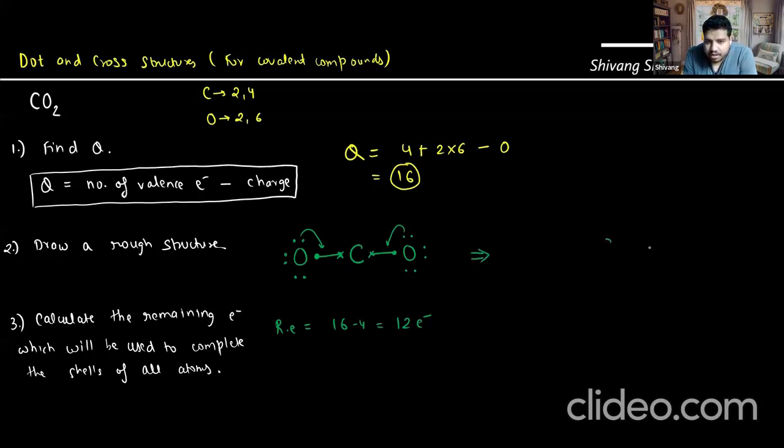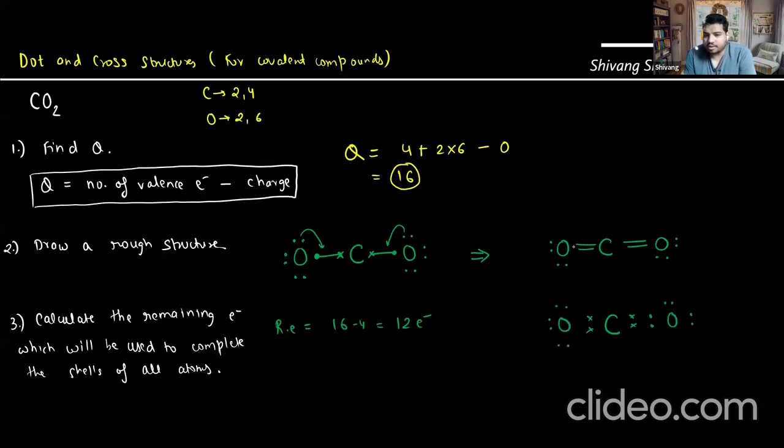It would look like this: carbon, double bond O, and then two lone pairs and two lone pairs. That is the structure of carbon dioxide. If you have to convert it into a complete dot and cross, obviously it would be like this. Two electrons from carbon being shared with electrons of oxygen on both the sides.